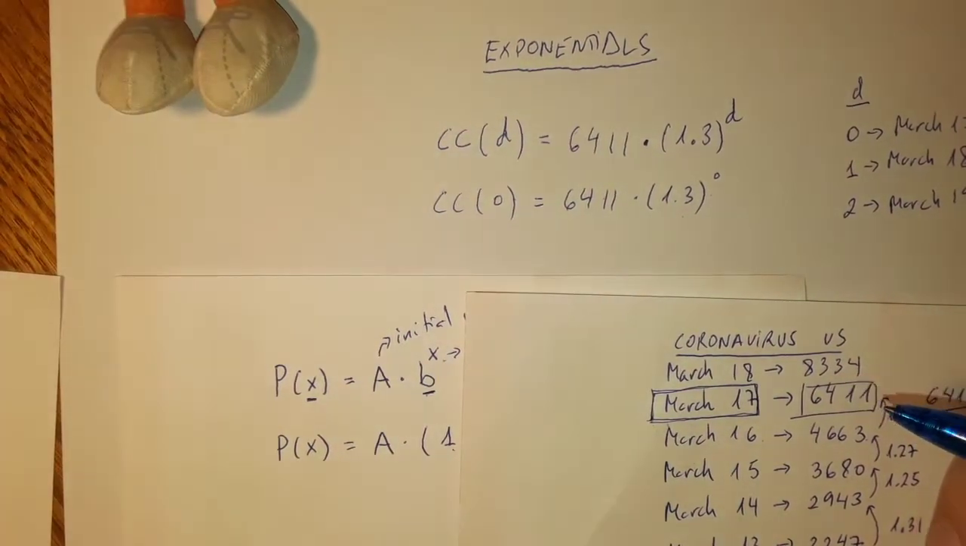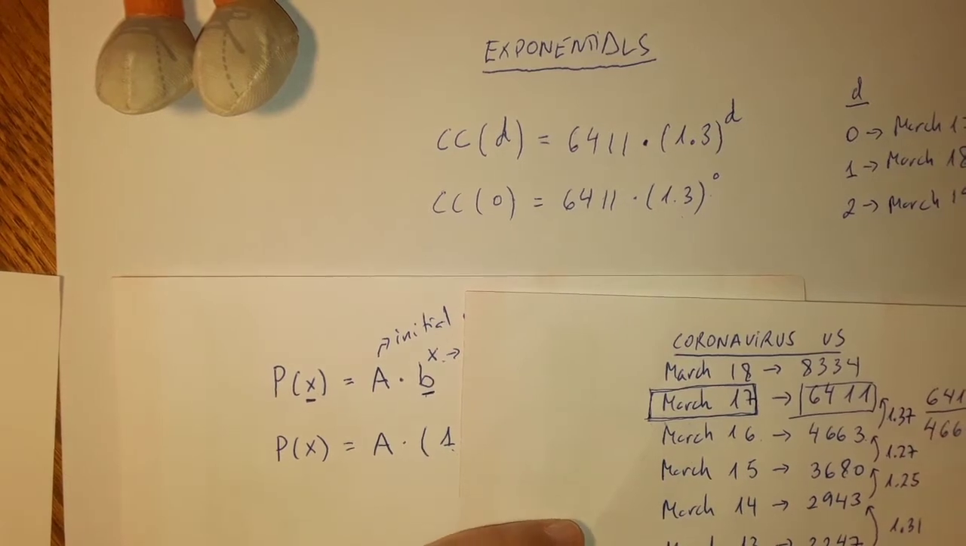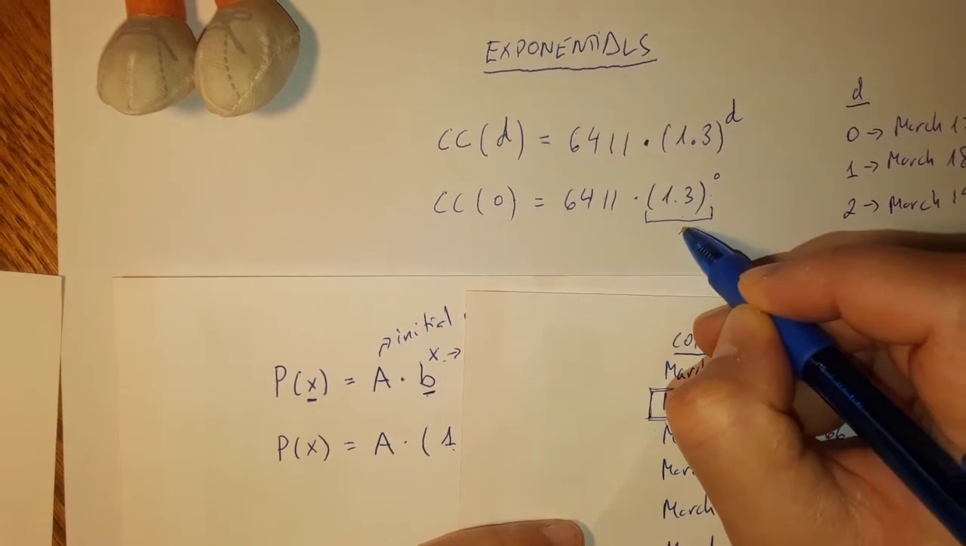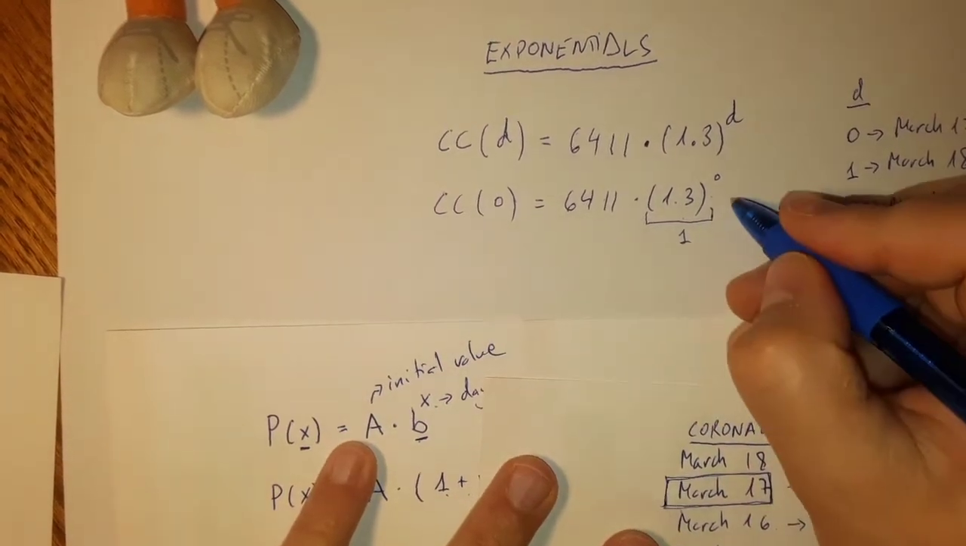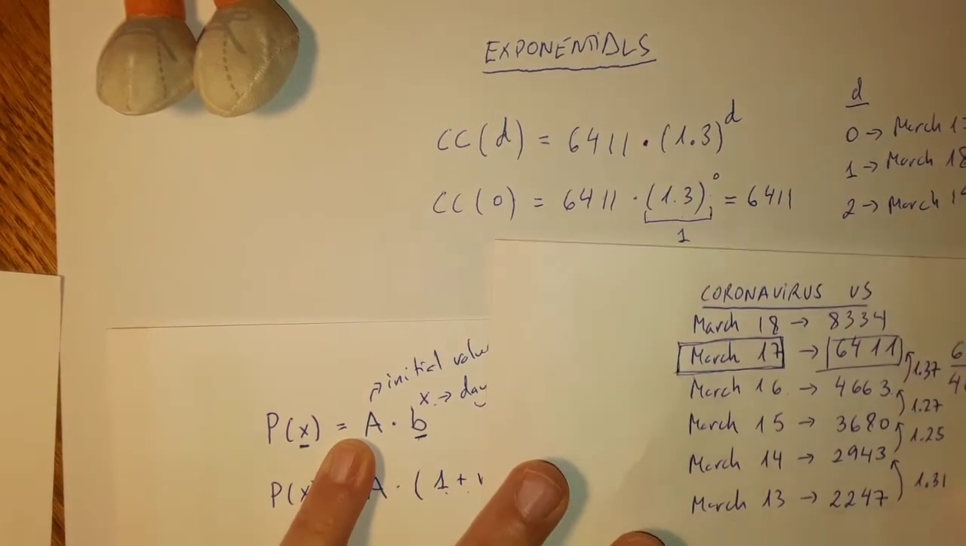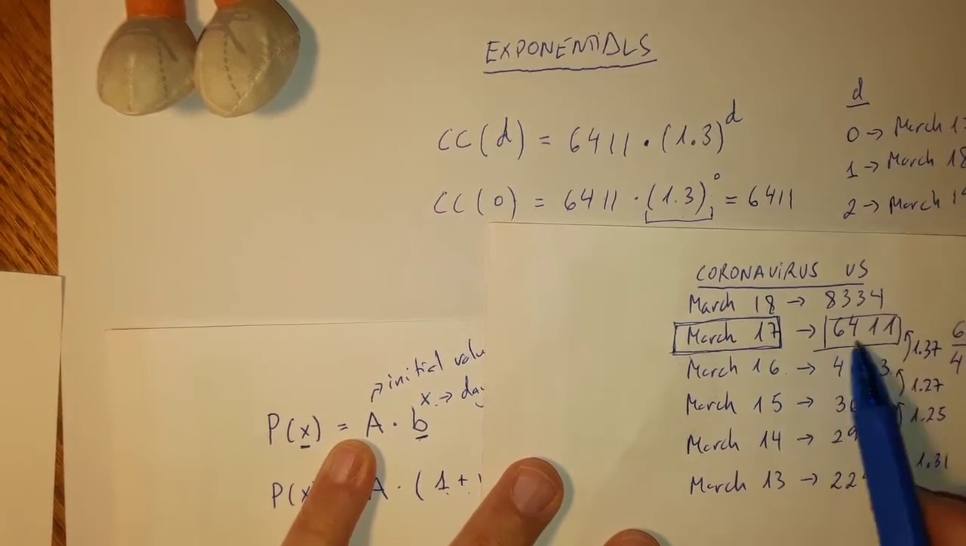Okay, so let's go for it. So anything to the power of 0 is 1. So all this is going to be 1. This is not going to change. So we're going to have still the same value, okay? So again, this is for March 17, right?